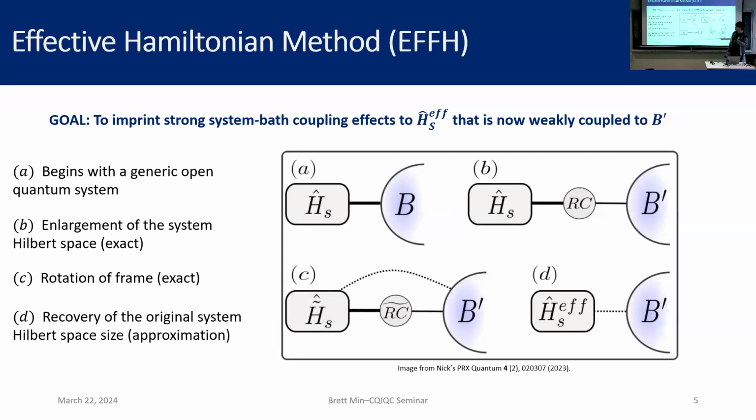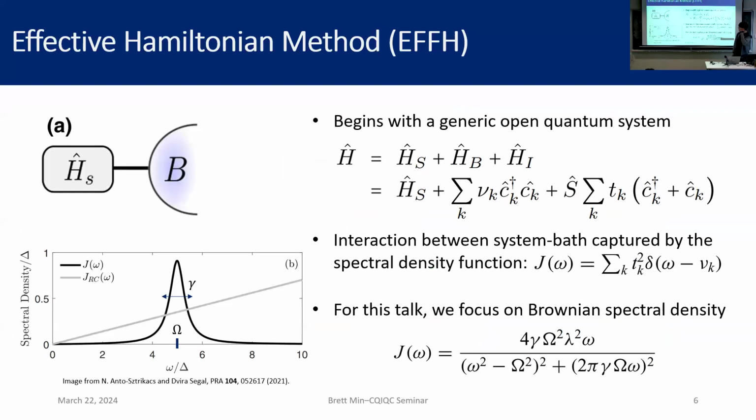And then what we do is at the end, we want to recover the original size of the Hilbert space by truncating to the lowest mode of this RC. So all that is at the end, we start with this Hamiltonian, the total Hamiltonian, and then we end with this effective system Hamiltonian that is weakly coupled to the residual bath. And then we can use recoupling techniques on this Hamiltonian. So I'll now go through each step in more detail.